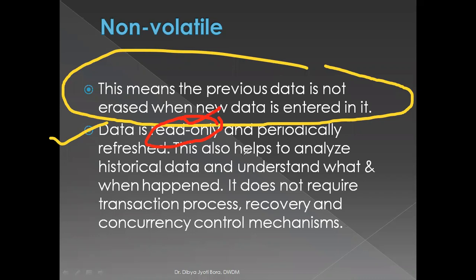So we don't need any concurrency control mechanism like we do in the case of DBMS. You know that in the case of DBMS, when concurrent transactions, meaning simultaneous transactions, are going on, then we need to have some concurrency control mechanism, right? But with respect to a data warehouse, we do not need such a concurrency control mechanism.